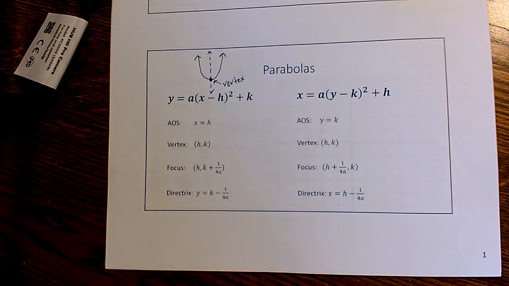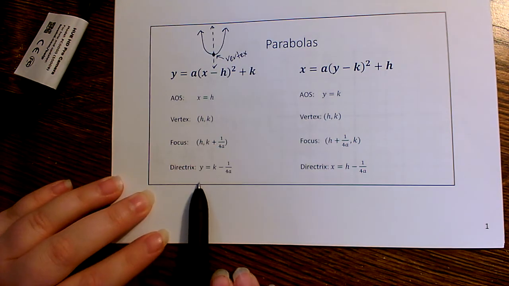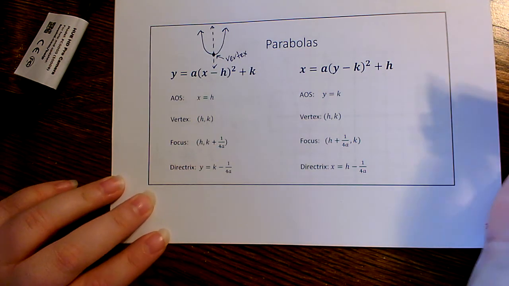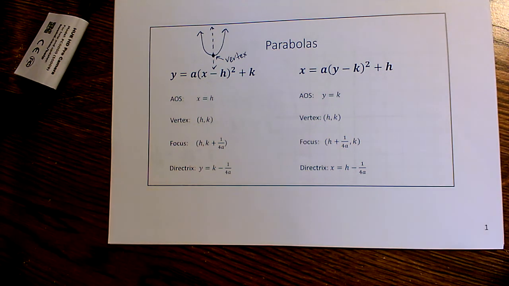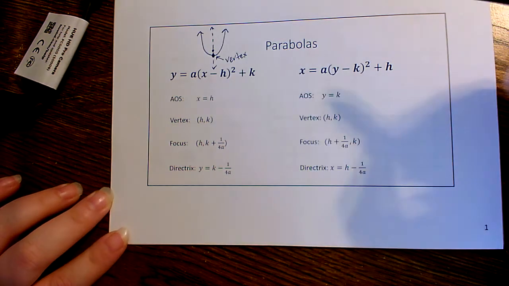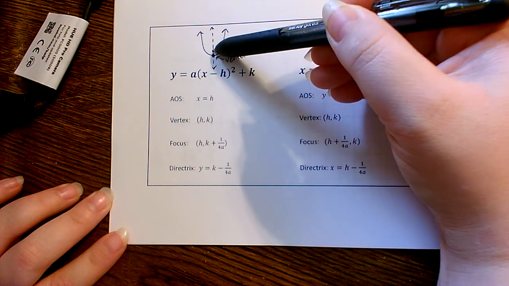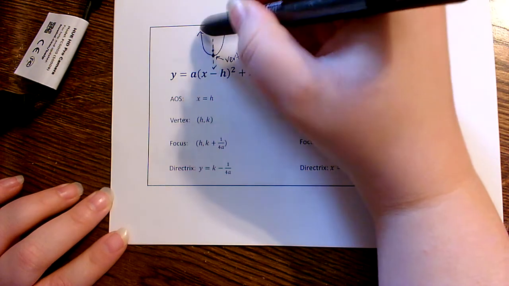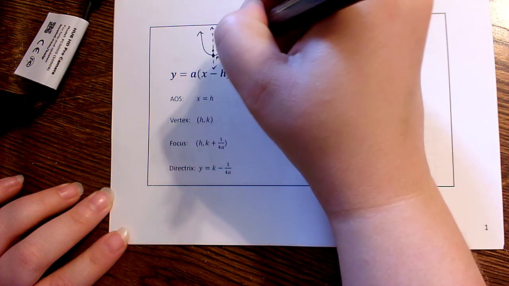The new part of this is going to be finding the focus and the directrix. All right, so the focus is just like having a focus inside of an ellipse. This point or focus for a parabola is going to be located on that axis of symmetry right in line with that vertex, and it's going to be inside the U shape. So the focus is going to be somewhere in there.